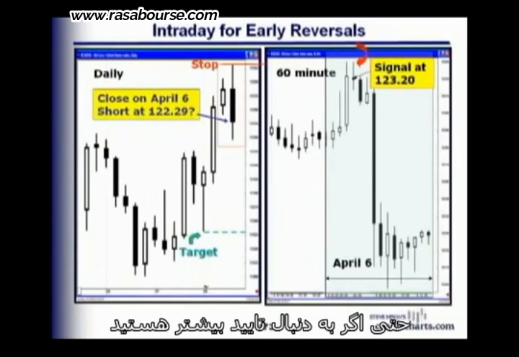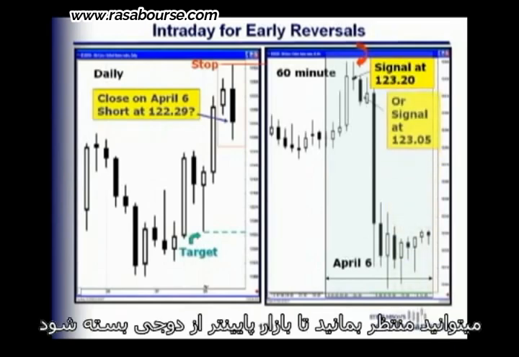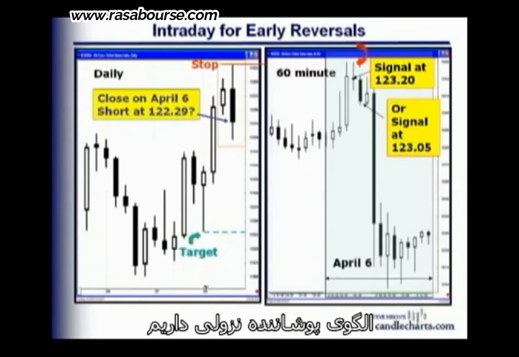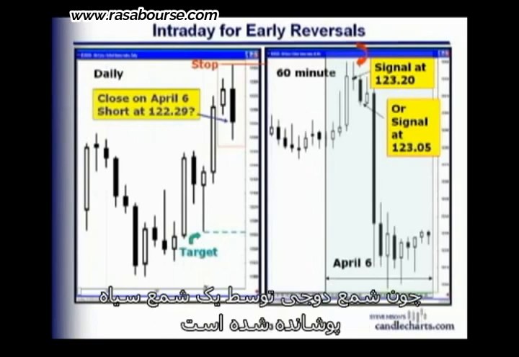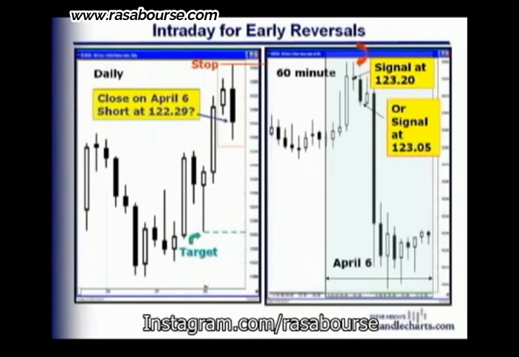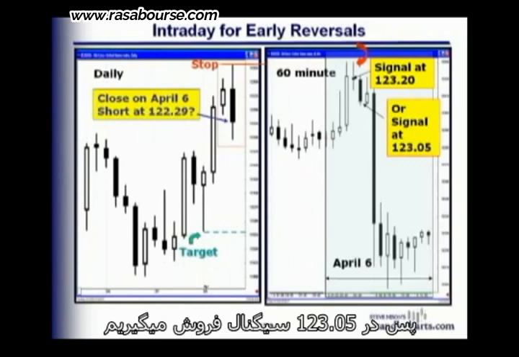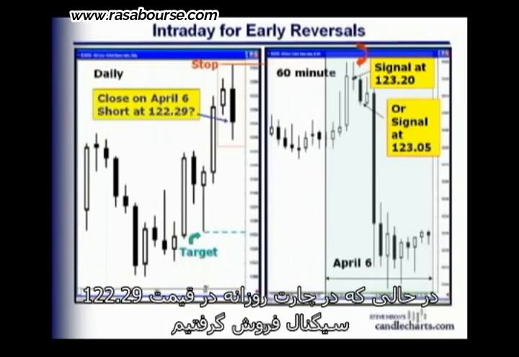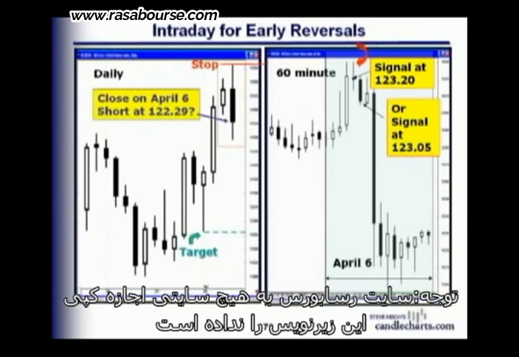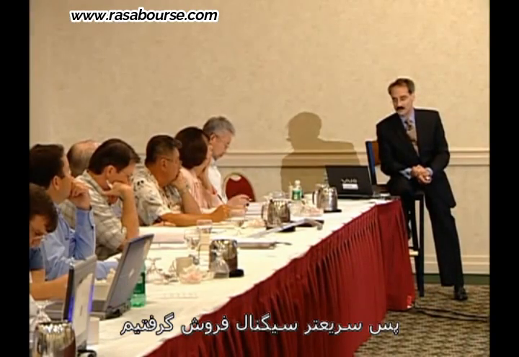Okay, and even if you wanted a little extra confirmation, you may have waited for the close into the doji there. Okay, be a bearish engulfing pattern. Remember, if a black candle wraps around a doji, it's still a bearish engulfing pattern. So essentially, you would have gotten a sell signal at 123.05, okay, instead of 122.29 on the daily chart. So you would have gotten an earlier sell signal.